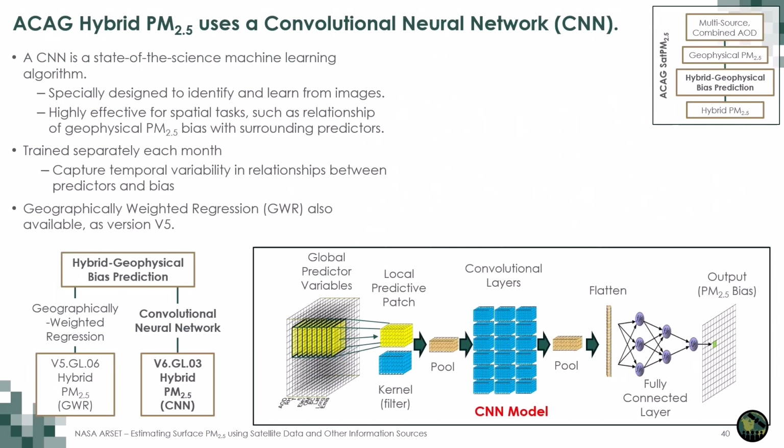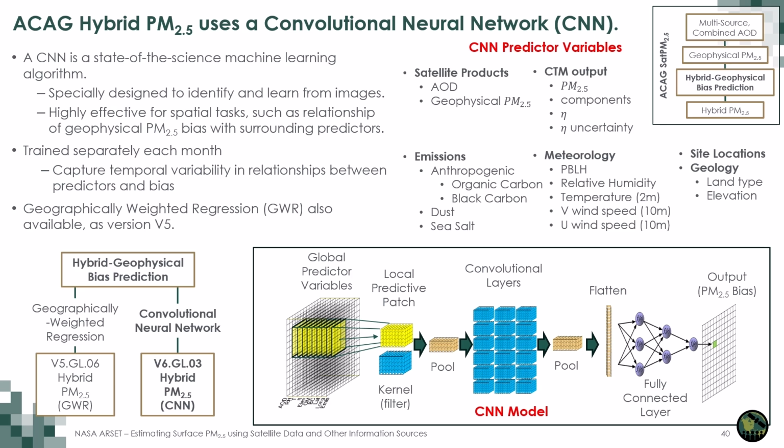For the actual hybrid calculations, our most recent algorithms make use of a state-of-the-science convolutional neural network, or CNN. These types of machine learning algorithms are specifically designed to identify and learn from images and, in this way, are highly effective for spatial tasks, such as the relationship of geophysical PM2.5 with surrounding predictor variables. We train models separately for each month, which allows us to capture the temporal variability that we would expect from relationships between the predictors and the geophysical bias. We additionally maintain an earlier GWR-based algorithm, but this is a little bit more of a niche market. It's quite useful for a few particular applications, but in general, we recommend the CNN-based version 6.